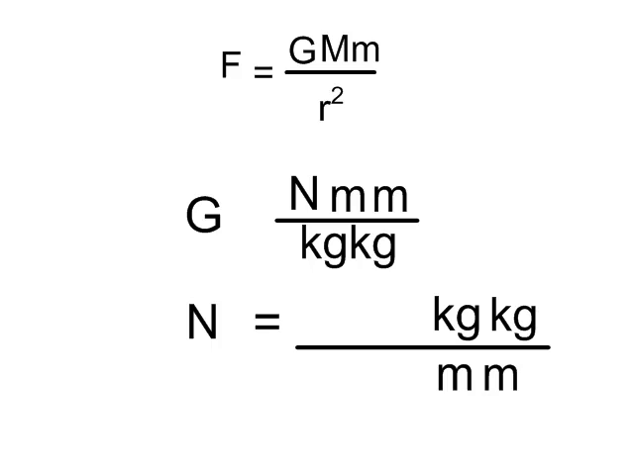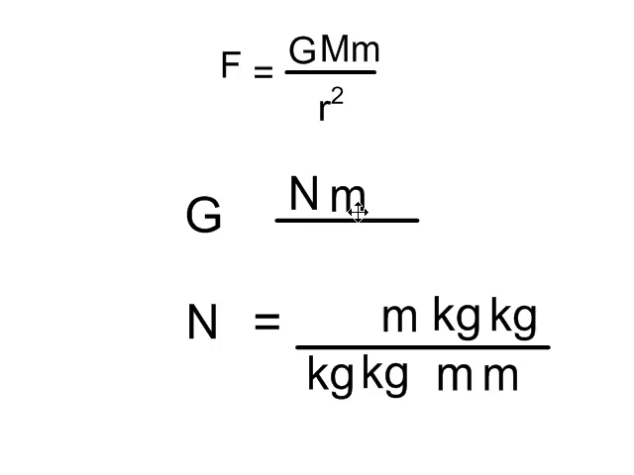And so to make the unit relationships work out left to right, G, the gravitational constant, has units newtons meters squared per kilogram squared. And when you do the multiplication, kilograms and meters cancel out, and you're left with newtons.